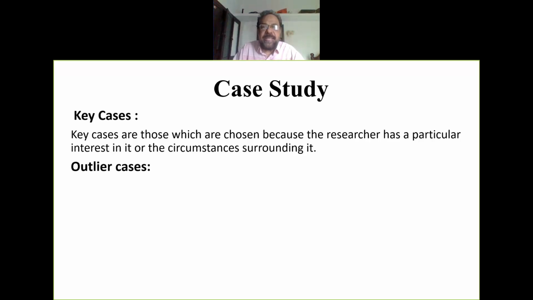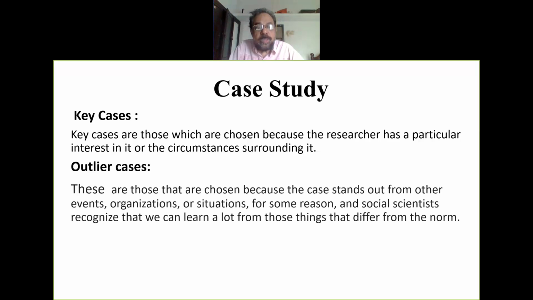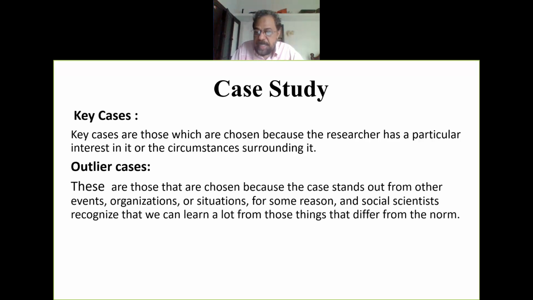Then the next type, outlier case. What is it? These are those that are chosen because the case stands out from other events, organizations, or situations for some reason, and social scientists recognize that we can learn a lot from those things that differ from the norm. So the researcher may take this as a case study because the case stands out, very important, from other events. That is why outlier cases.